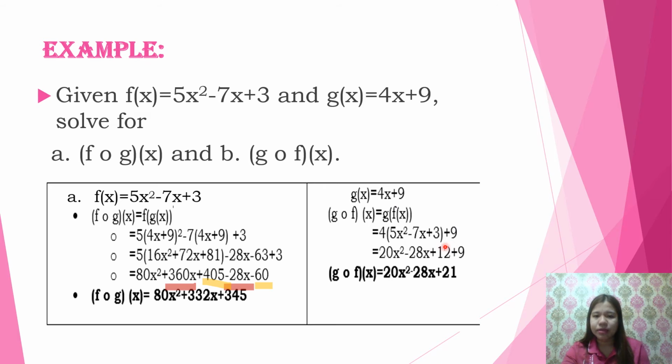And then plus 9. Next, multiply each of the terms by 4. 4 times 5x squared is 20x squared. And then 4 times negative 7x is negative 28x. 4 times 3 is 12, plus 9. So the final answer is 20x squared. Wala namang katulad yan. Minus 28x. Wala ring like terms. And then 12 plus 9 is 21. Okay?